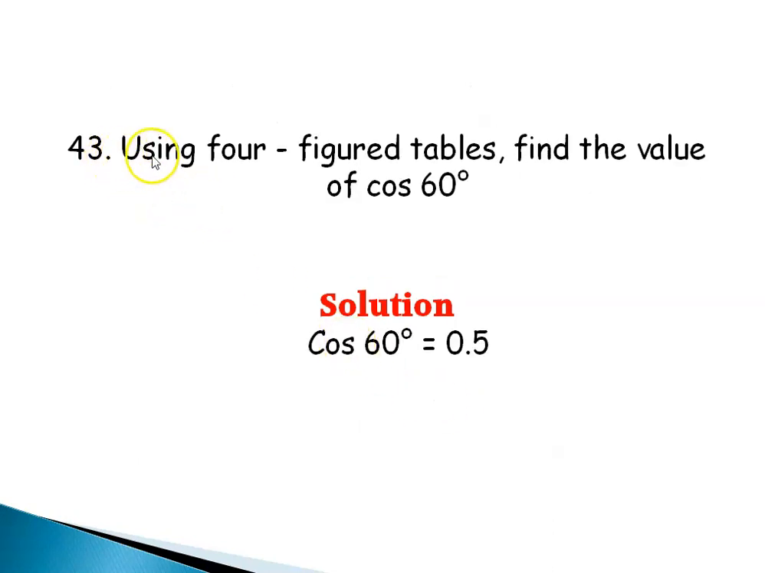Question 43 says, using 4 figure tables, find the value of cos 60. You just open your 4 figure table to cosine. So when you look at that, you look at the value for cos 60 degrees and you see that it's 0.5. Good.